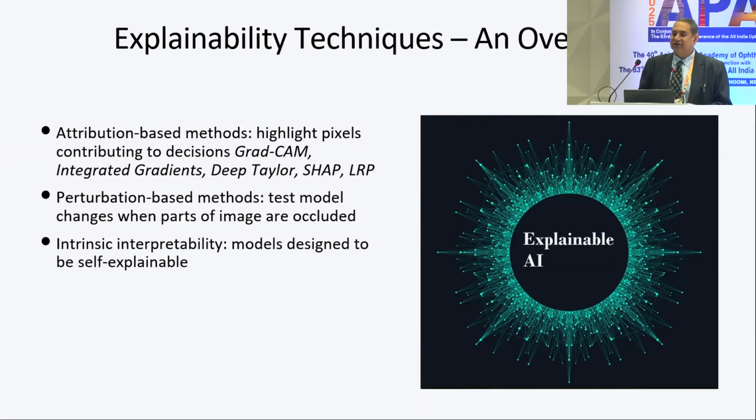There are various techniques which are used. There are attribution based methods, which highlight the pixels which are used for maximum decision making, and many of these are listed here. There are certain methods where a part of the image is occluded, and then we look at how the AI algorithm performs, and then determine which are the parts it is looking at to give a diagnosis.